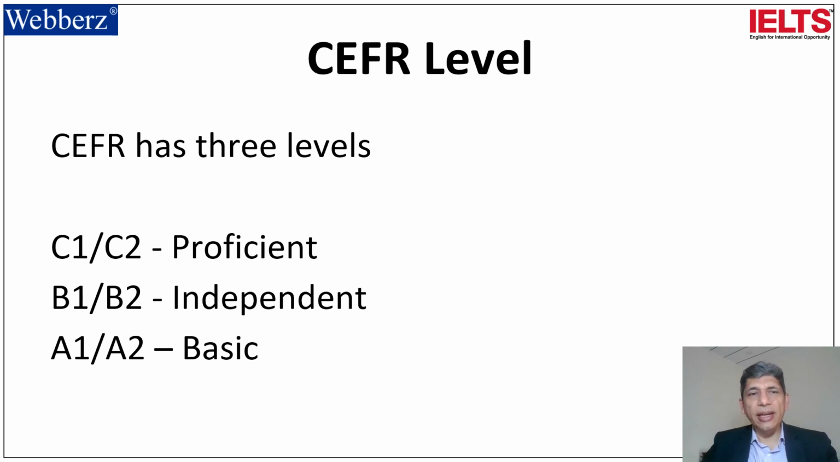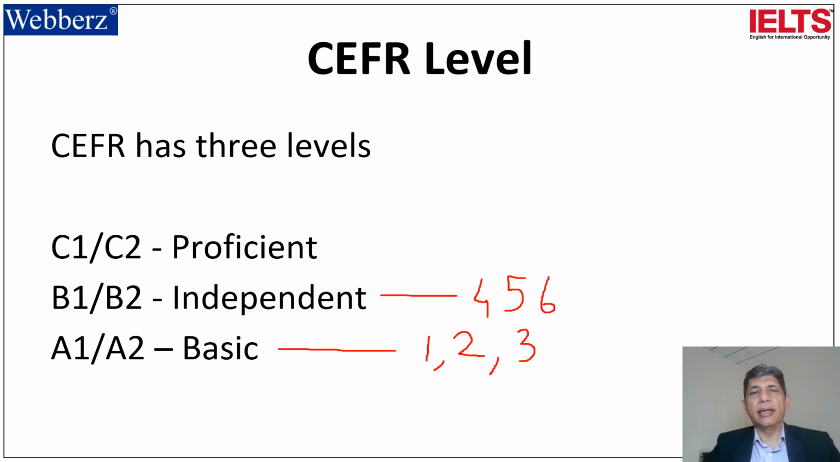So CEFR has got 3 levels. The first level is called A1, A2, which is a very basic level. If I convert this into band score, this will be 1, 2, or 3 bands. Next is independent level, that will be 4, 5, and 6 bands. And if I talk about the proficient level, that will be 7, 8, or 9 bands. So these are 3 levels of CEFR.